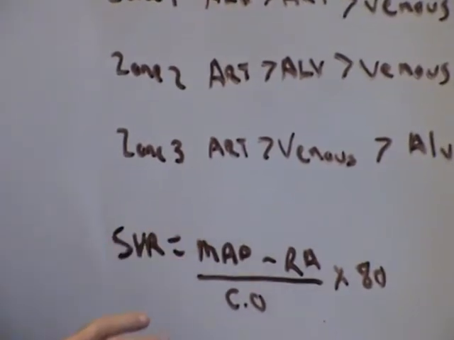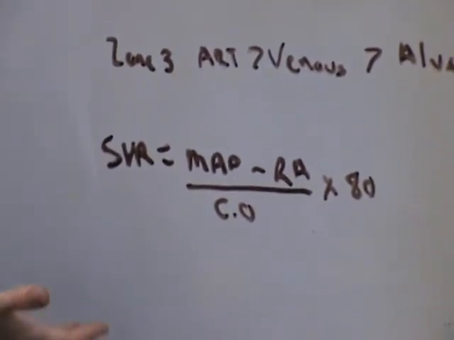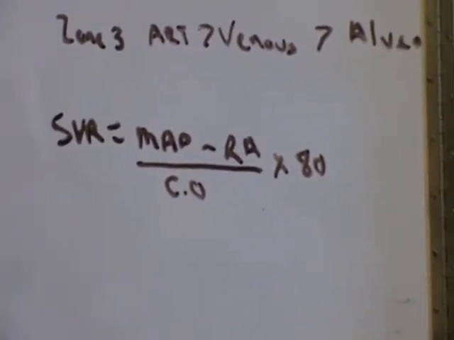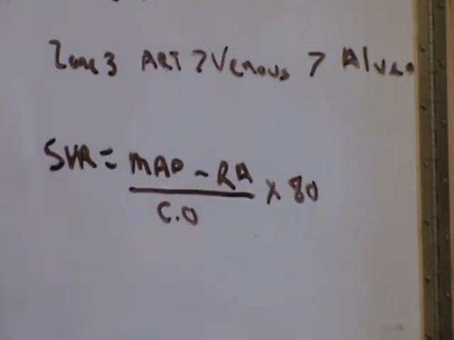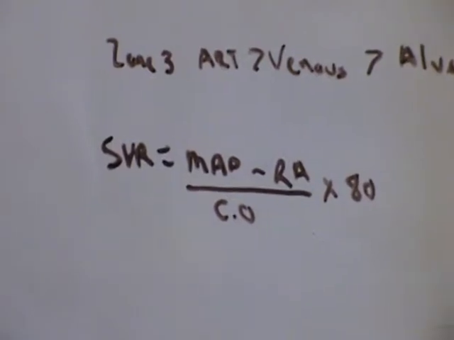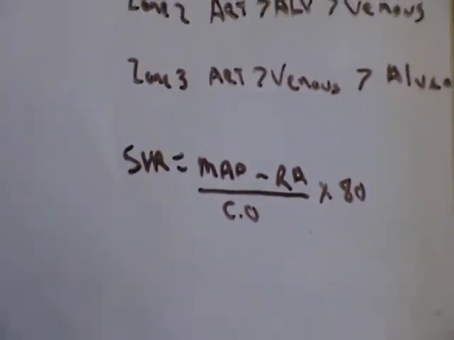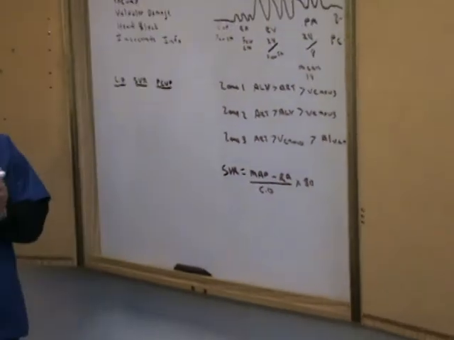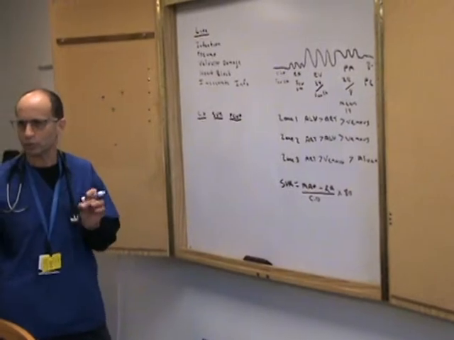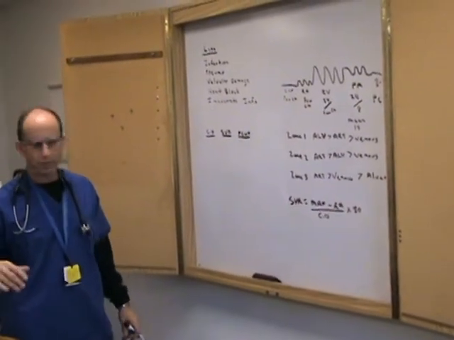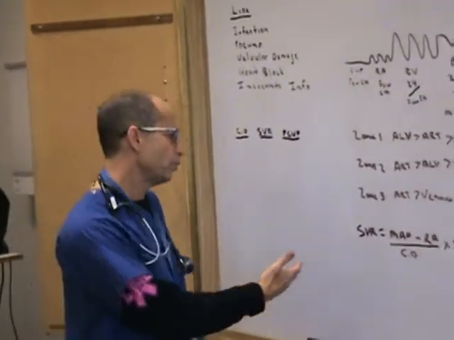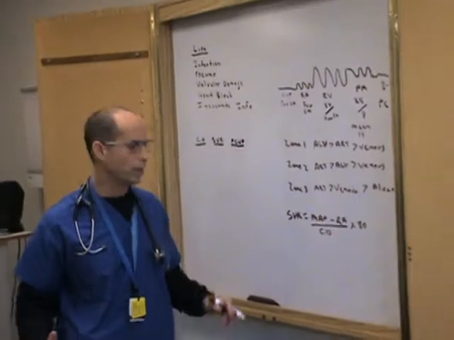Now why is that the equation for the SVR? Because you're dealing with a circuit. So what's the input to the circuit? The right atrium, right? What's the output? The aorta. It's output minus input divided by the cardiac output. So you're all circuitry. If you know circuitry and you know very basic physics, I liked physics. I thought physics was kind of cool. Then it makes sense. So what you're looking at is really resistance in a circuit, and you need to know the input to the circuit and the output of the circuit to figure that out.